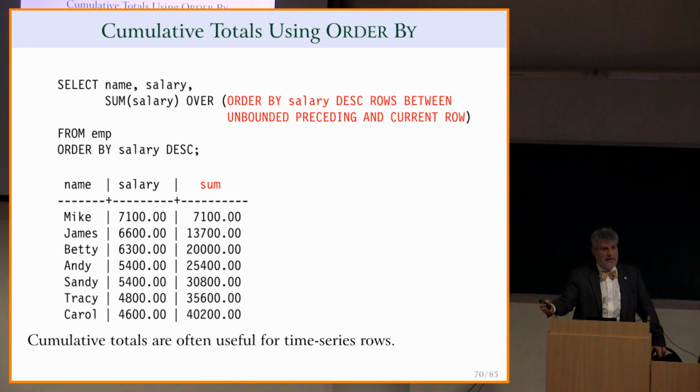Now this is probably not very useful for salaries, but something like a rain amount or amount of coal we mined every day this month, and you might want cumulative totals of rain over the month, something like that. These are very useful kind of queries to write. Okay? Any questions?